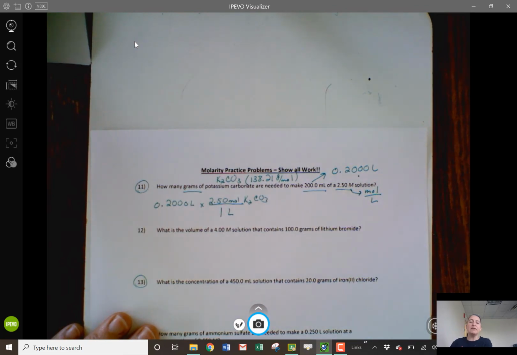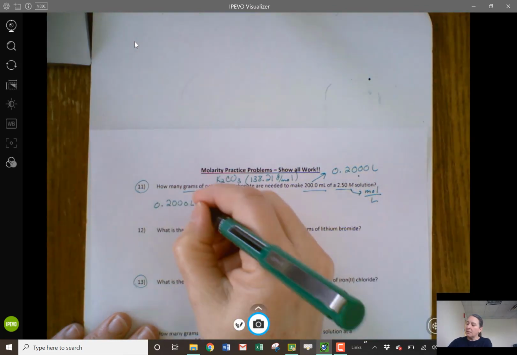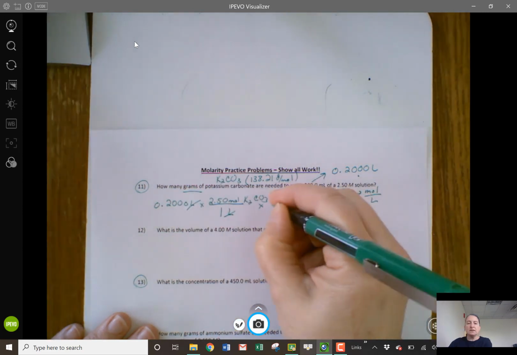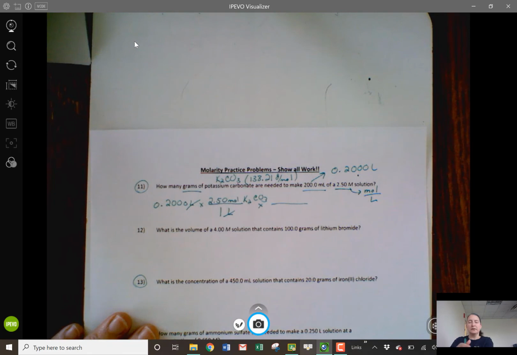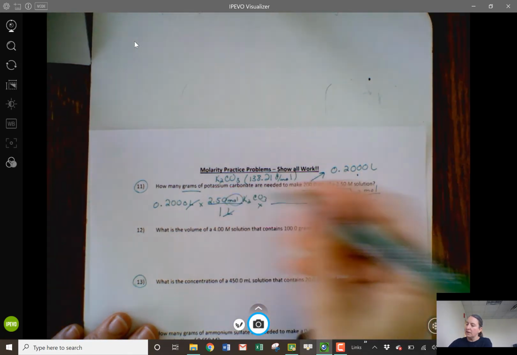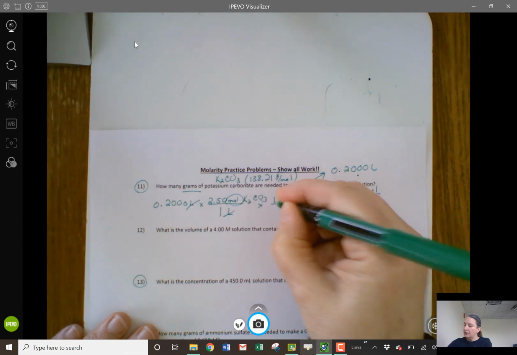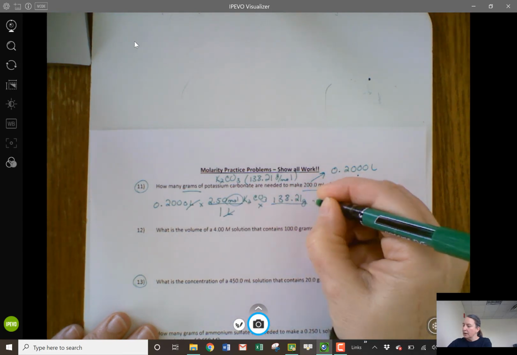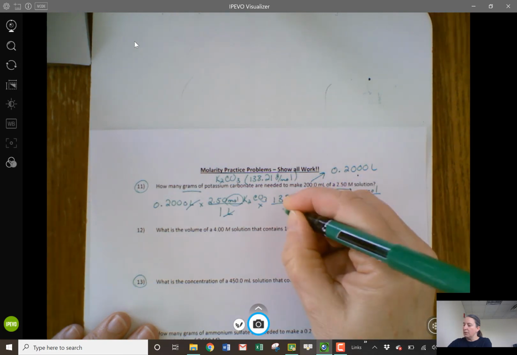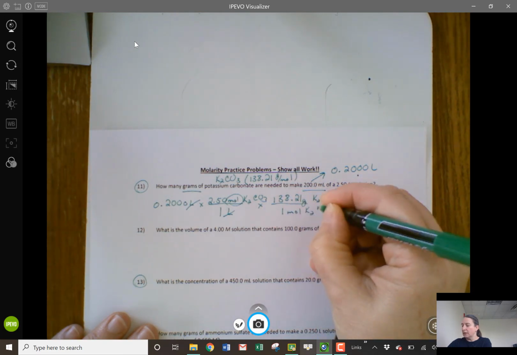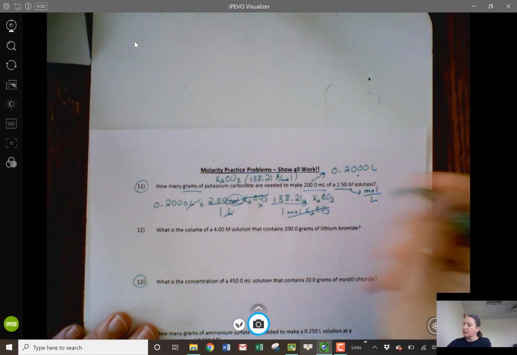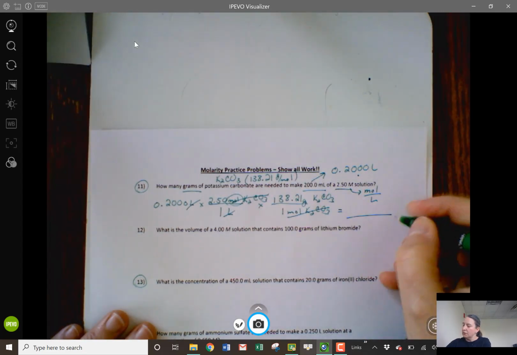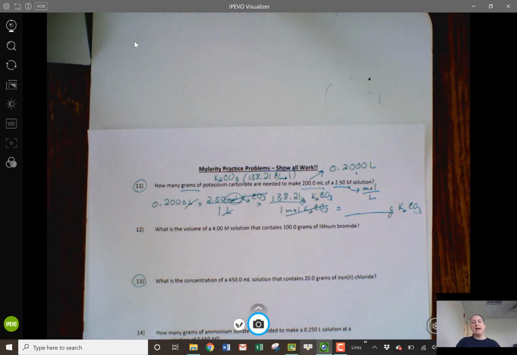That's going to get me how many moles I would have in 0.2 liters, but I'm not going to stop at that point because I want to just keep going with this problem. I don't want to have several little steps where I calculate and take that answer and calculate again. But I do want grams and I want moles to cancel now. And so taking a look at molar mass, 138.21 grams of K2CO3 for every 1 mole of K2CO3. That allows moles to cancel. And if you calculate that through, you should end up with some grams of K2CO3. All right, so that's the last one.